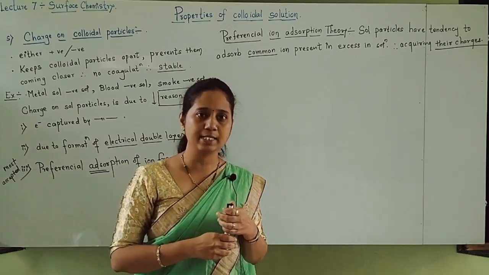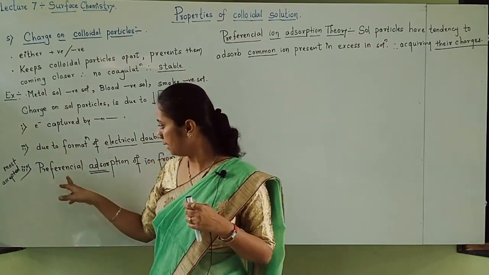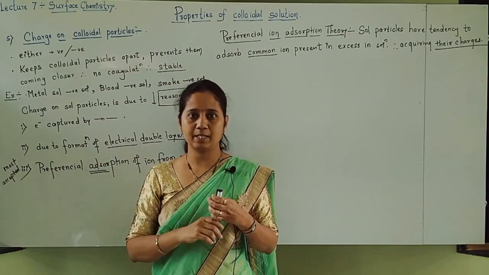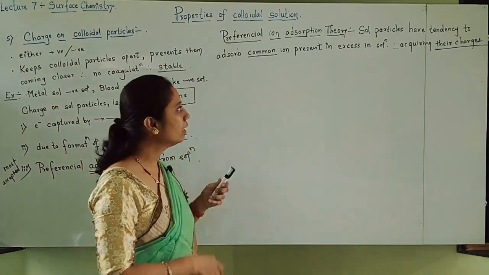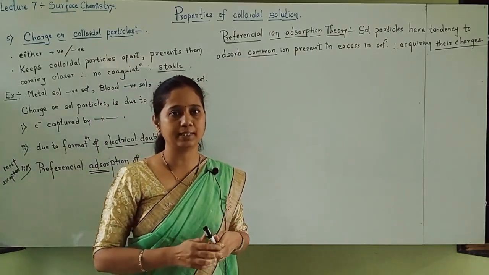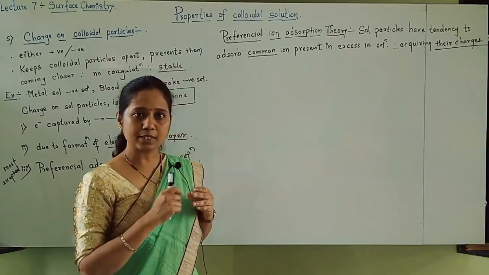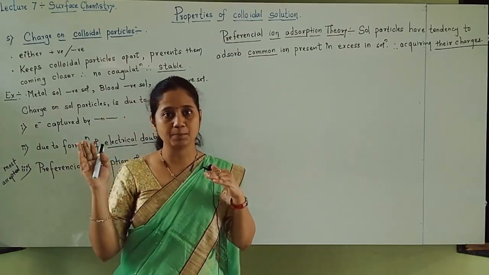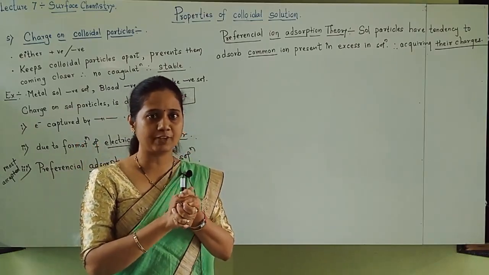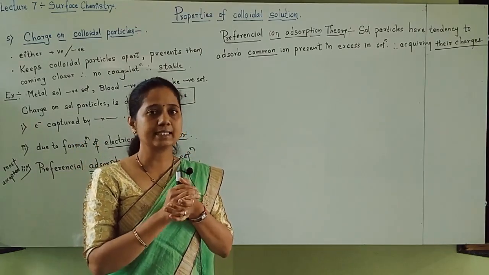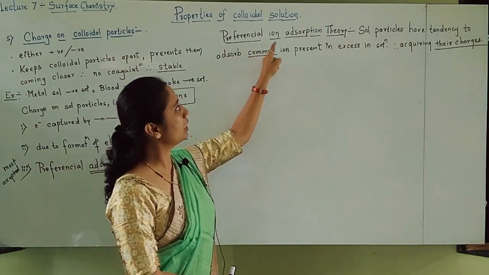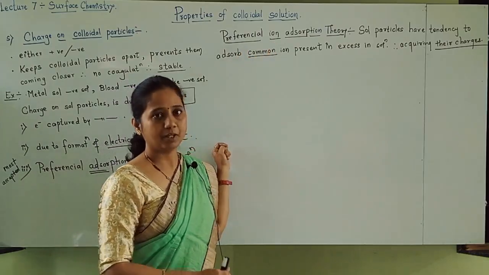Let us see a few more points: how exactly preferential adsorption of ions takes place in the solution. So let us move towards the preferential ion adsorption theory. Try to understand the theory. Anyhow, questions won't be asked, but how exactly adsorption takes place and how the dispersed phase gets a charge, to understand this, we will see the preferential ion adsorption theory.